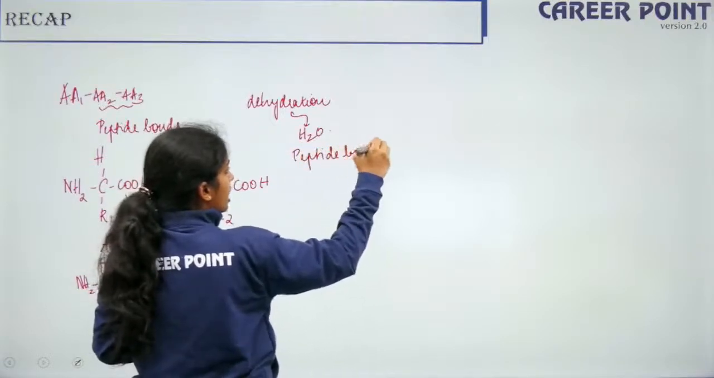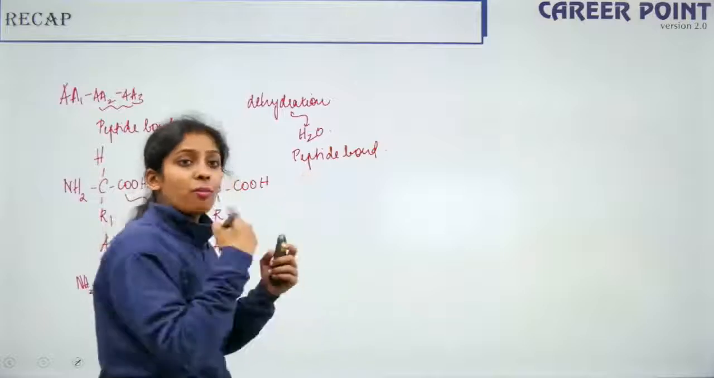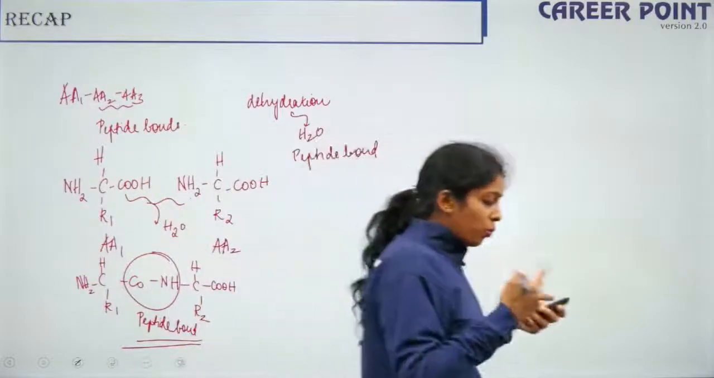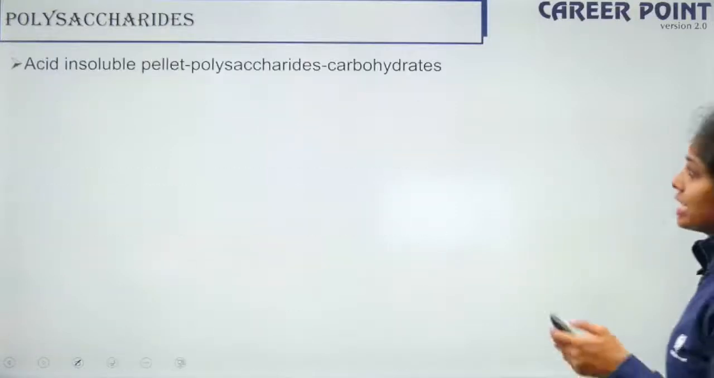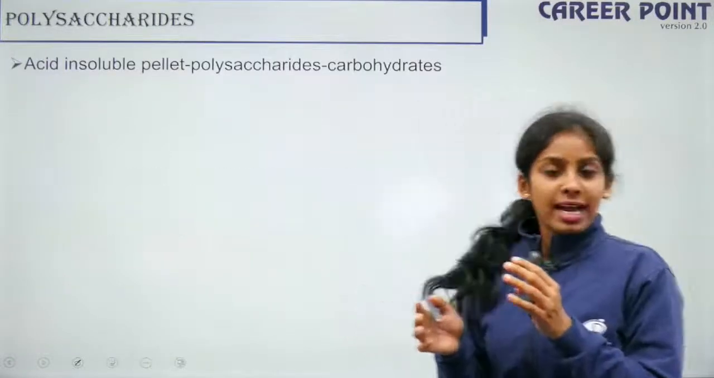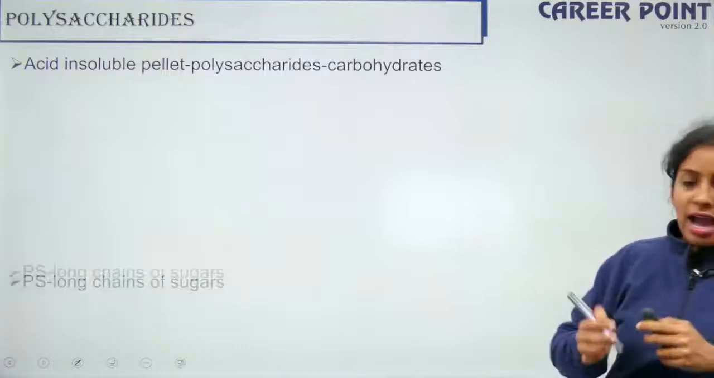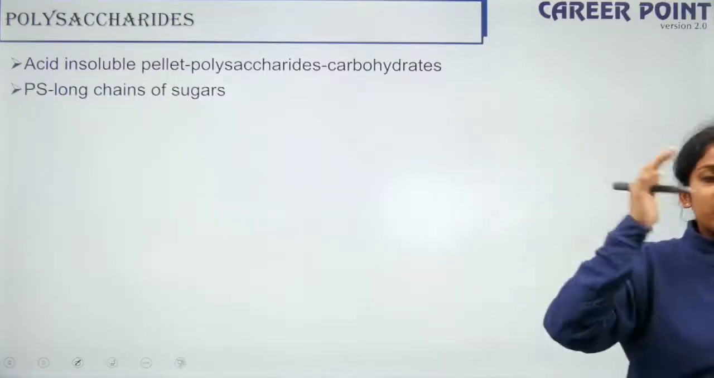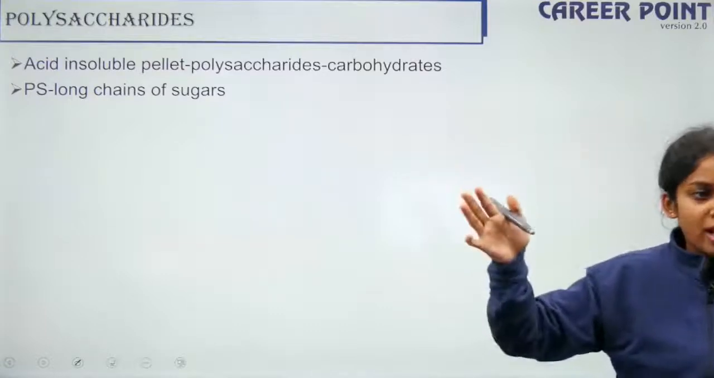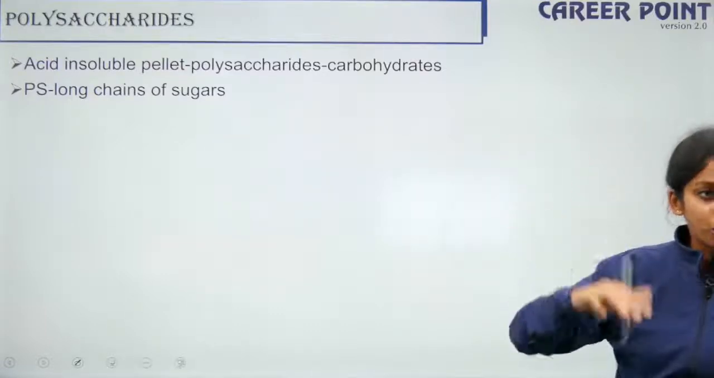So with this we are done with the protein part of the biomacromolecules. So now we'll move into the polysaccharide portion. Alright. So acid insoluble pellets have your polysaccharides and they are nothing but your carbohydrates. So polysaccharides are long chains of sugars, just like proteins are long chains of amino acids.